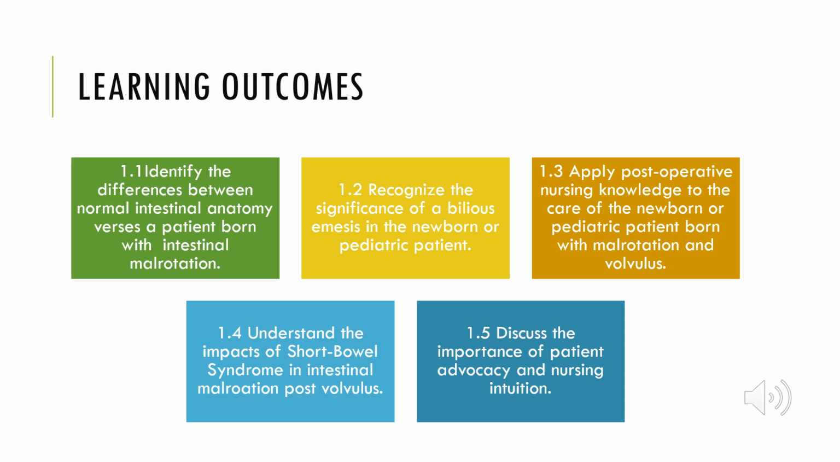There will be 5 learning outcomes in this module. The first learning outcome, identify the differences between normal intestinal anatomy versus a patient born with intestinal malrotation. Number 2, recognize the significance of a bilious emesis in a newborn or pediatric patient. Number 3, apply post-operative nursing knowledge to the care of the newborn or pediatric patient born with malrotation volvulus.